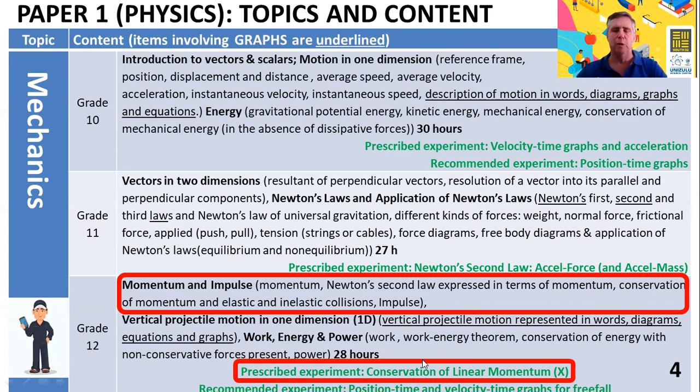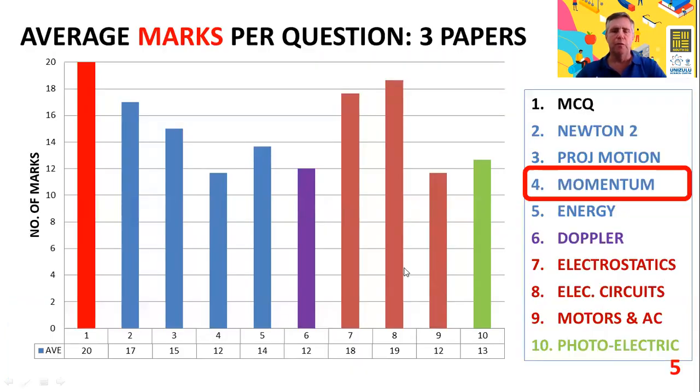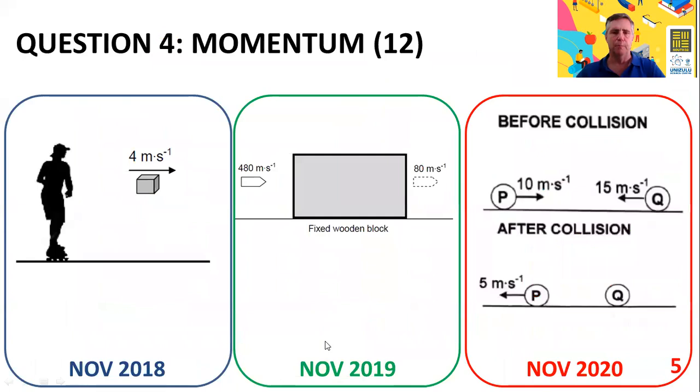The prescribed experiment is to look at the conservation of linear momentum. This is normally a shorter question. It's question 4, and averaged over the last 3 papers, it's averaged around 12 marks. Fewer marks, but still very important.